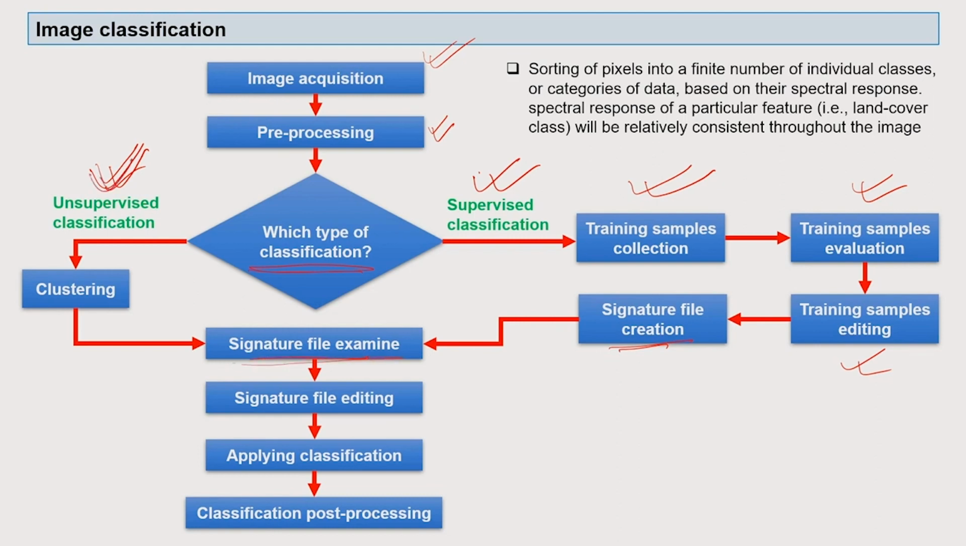In a similar way, if you go for unsupervised classification, then you go for the clustering process, and from here you go again to the signature file examination step. After this you go for signature file editing, then you apply classification, and finally you go for classification post processing, and your image classification process is done.